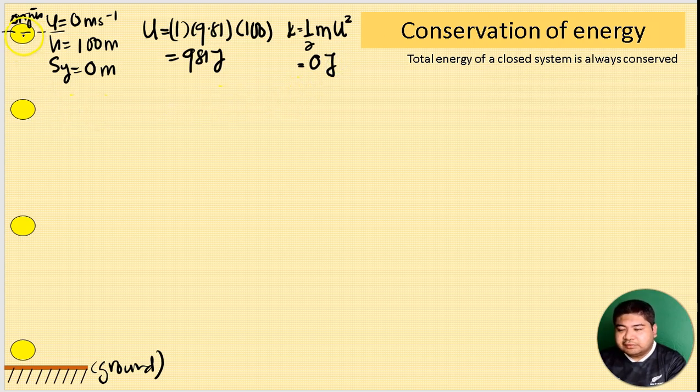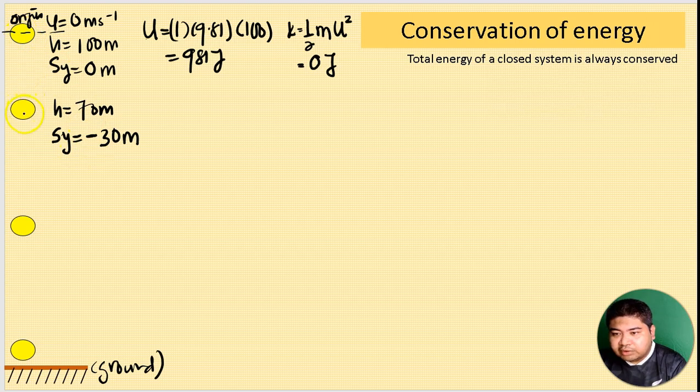So this is the initial, or the origin, of the object, and then the object falls down. So now, let's say the current height is 70 meters. 70 meters is measured from the ground to the ball. So that is the height, 70 meters. Because the height is 70 meters, the vertical displacement of the ball is negative 30 meters, negative because the ball is going downwards.